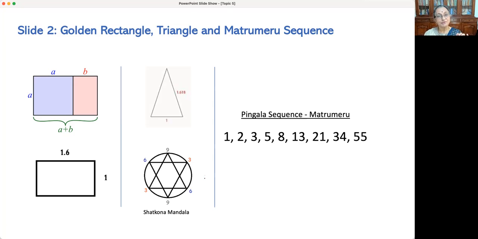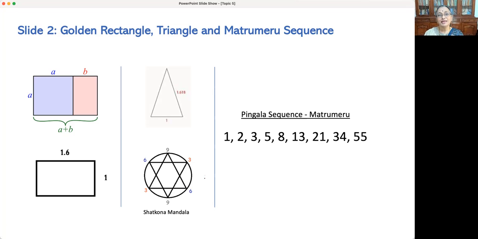This sequence, discovered by Acharya Pingala, was popularized 14 centuries later by an Italian mathematician called Fibonacci in 1225 CE. The sequence was called Deva Pramana in Sanskrit. Deva Pramana means divine proportions. It was called so because the sequence of numbers was observed in nature, like the branching of trees, arrangement of leaves, flower patterns, pine cones, seashells, etc.